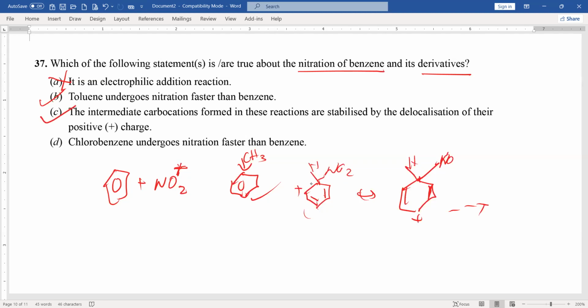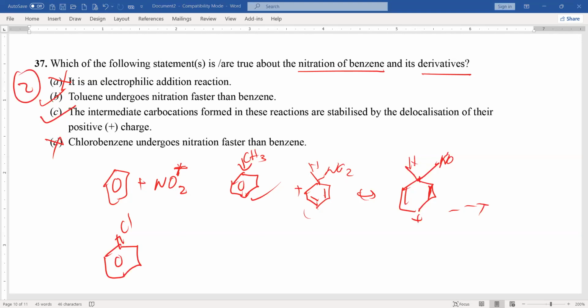Then, chlorobenzene undergoes nitration faster than benzene? No. When chlorine, bromine or iodine attaches to the benzene ring, we call it deactivating the ring because of the high electronegativity of chlorine. It attracts the electron cloud of the benzene ring towards the chlorine atom and deactivates the ring. But still it is an ortho-para director, but it does not increase the rate of the reaction. It decreases it. So this is wrong. So B and C are correct. Answer is the second one.